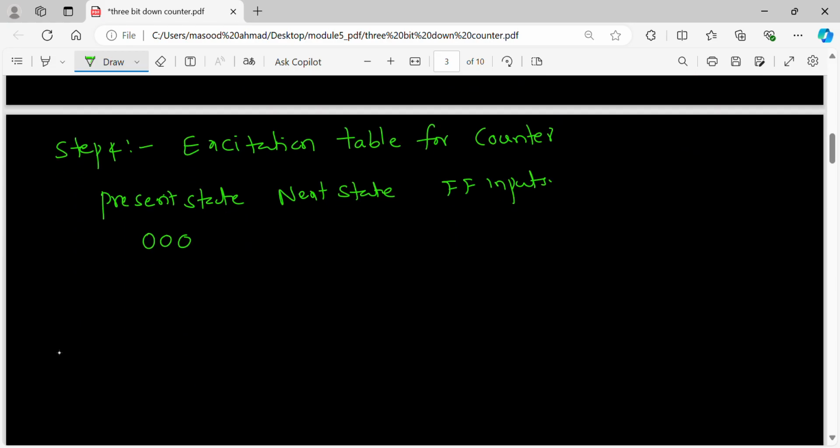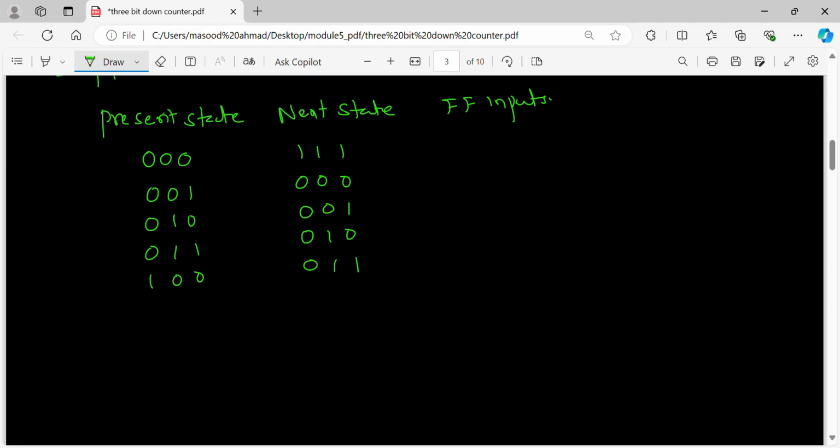So present state 0, 0, 0, next state is 1, 1, 1. If present state is 0, 0, 1, next state is 0, 0, 0. If present state is 0, 1, 0, your next state is 0, 0, 1. If present state is 0, 1, 1, your next state is 0, 1, 0. If your present state is 1, 0, 0, your next state is 0, 1, 1. It is one less than the present state, right? For 0, 0, 0 it is 1, 1, 1. For 1, 0, 1, the next state is 1, 0, 0.